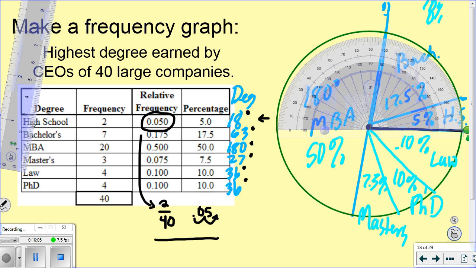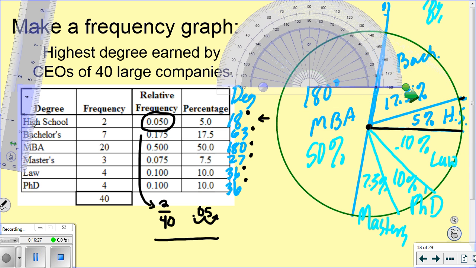Okay, and I'm going to lay my protractor right down on that line that I just drew, and I'm going to see where the 18 degrees is. I want to use the inside track. Those are my smaller values. So 18 degrees is going to be right about here, right? So there's my 18 degrees. So I'm going to move my protractor. I'm going to grab my straight edge, and I'm going to go up to that 18 degree mark that I made. So there's my 5%. There's my 18 degrees, or my 5% of people whose highest degree earned was a high school degree.